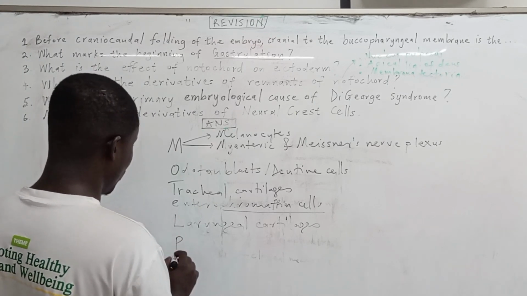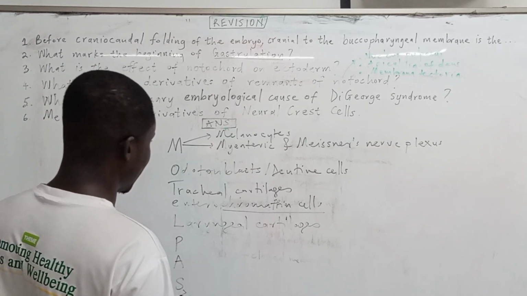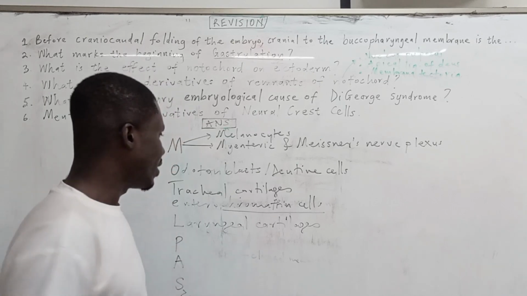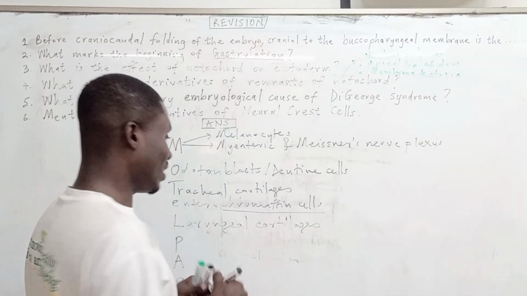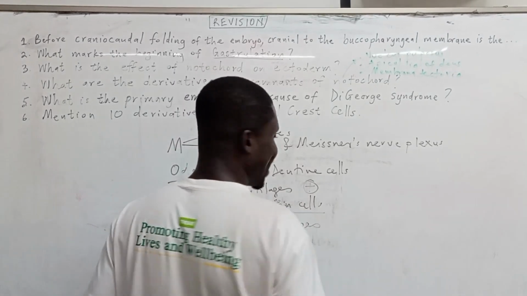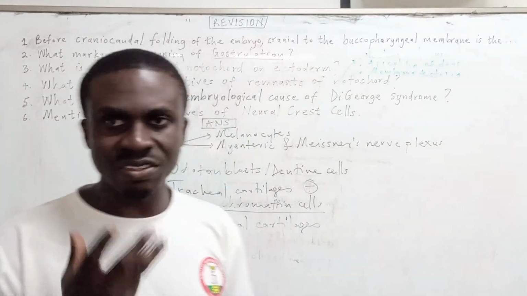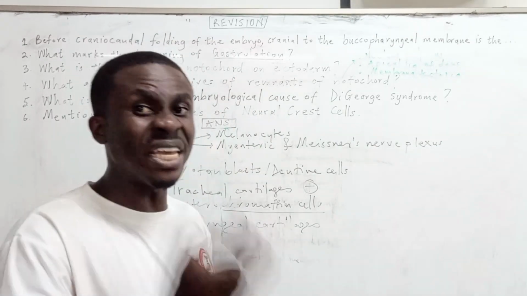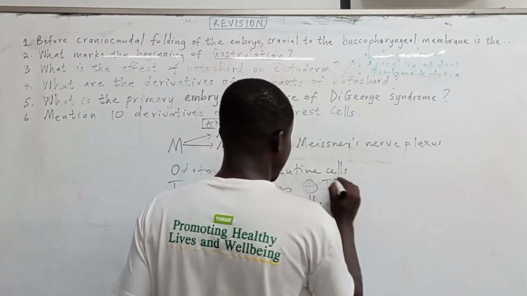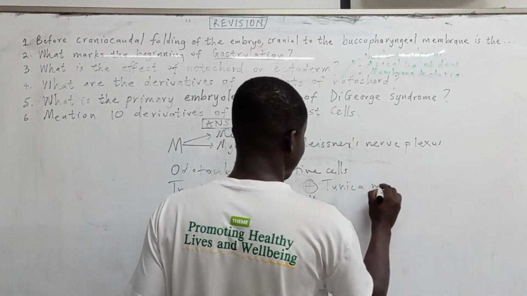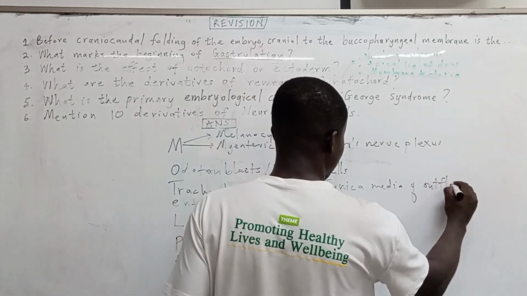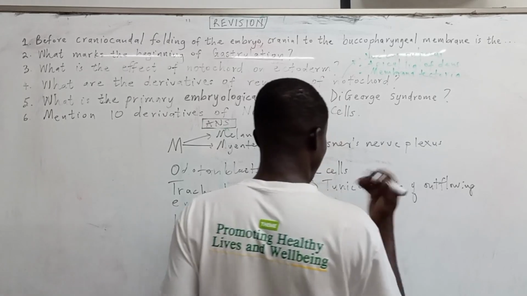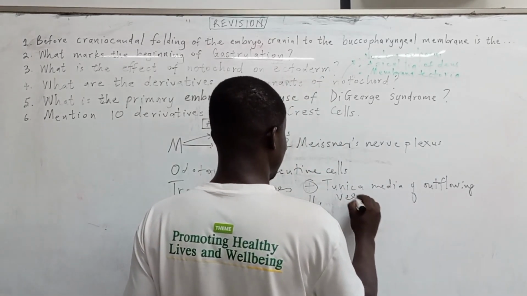Then, we also talk about the T over here. I want to add another thing to it, which I didn't give you the last time. Now, just know about the tunica media this time around. Tunica media of the proximal portions of the outflowing vessels of the heart.